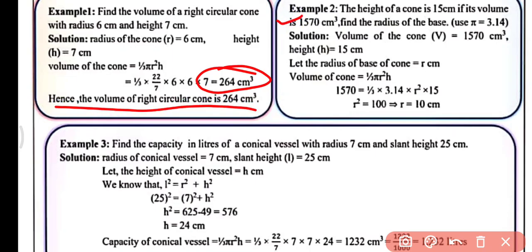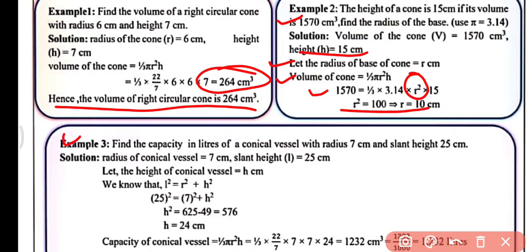So now in the example number 2, the height of cone is 15 centimeter, and its volume is 1570 centimeter cube, find the radius of base. That means we are to find the radius r. So volume of cone is given, that is 1570 centimeter cube, and height is 15 centimeter. So the radius of base, let us assume r centimeter. So volume of cone will be 1 by 3 pi r square h. So put all the values here, and r is unknown to us, so we can find r from here, and r will be 10 centimeter. So now proceed for example number 3.